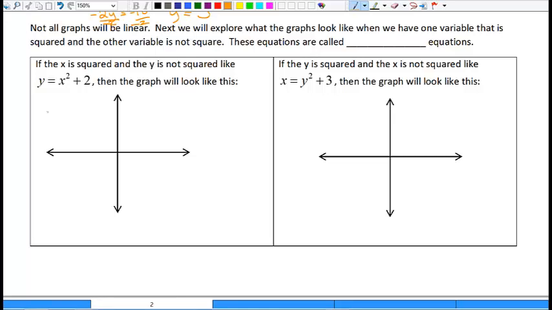So not all graphs will be linear. So next what we're going to explore is what graphs look like when one of the variables is squared and the other one is not squared. These equations are called quadratic equations.